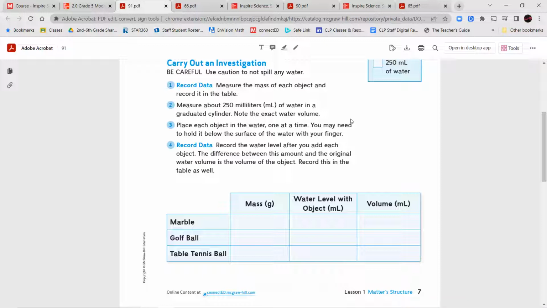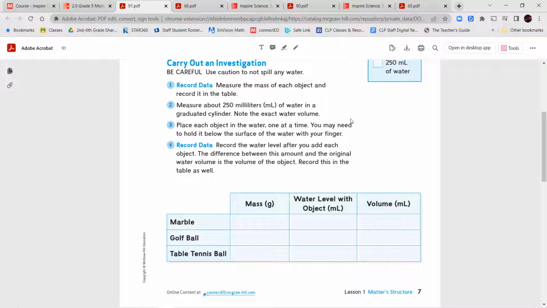And then you're going to place each object in the water one at a time. So you may need to hold it below the surface of the water with your finger, like the ping pong ball, in order to actually get it to go below the water level, because since a ping pong ball is hollow and empty on the inside, it's going to be more likely to float.